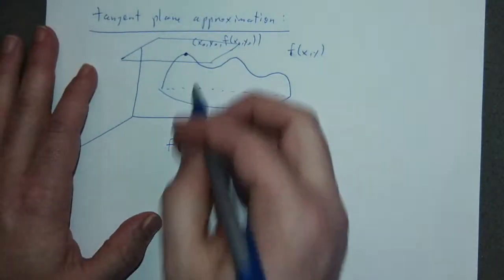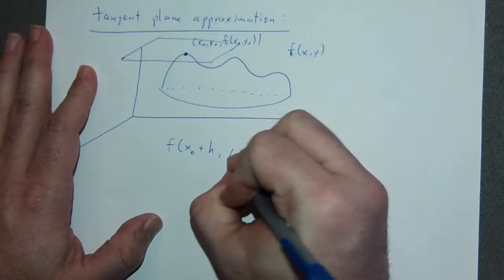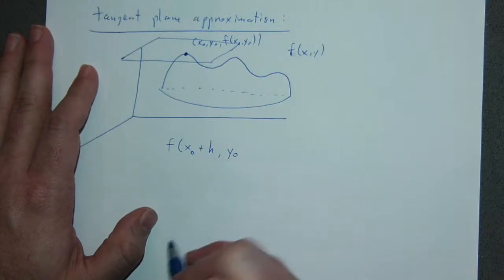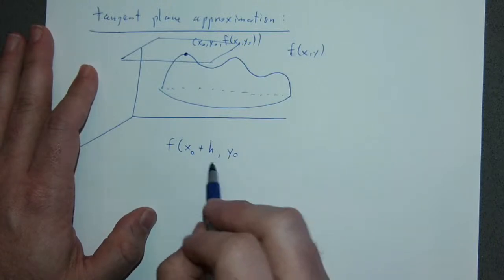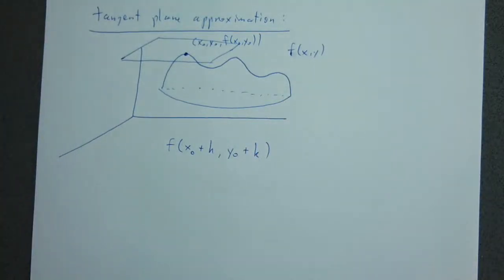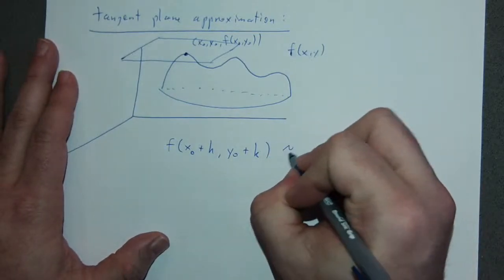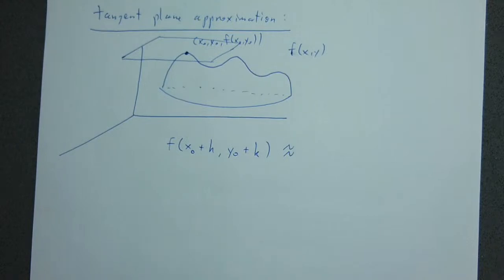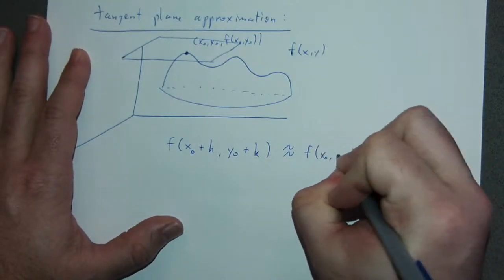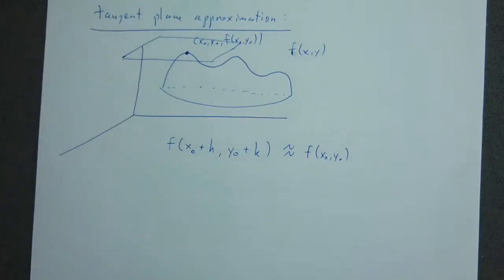But now I have another direction to talk about. There's no reason to insist that I am incrementing or decrementing by the same amount. And so I have two quantities, h and k, and we're thinking about these as small. So h and k are small. And so if I want to approximate this functional value, that is the value of f at x naught plus a little bit, y naught plus a little bit, then I can do that by evaluating the function at the point x naught, y naught.